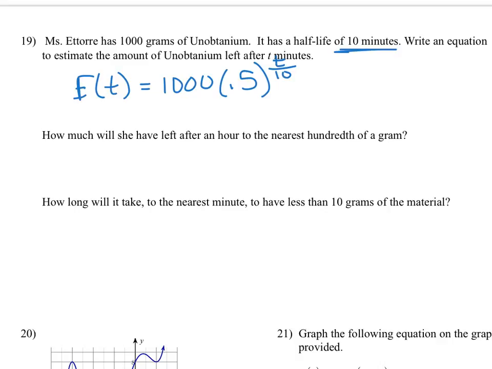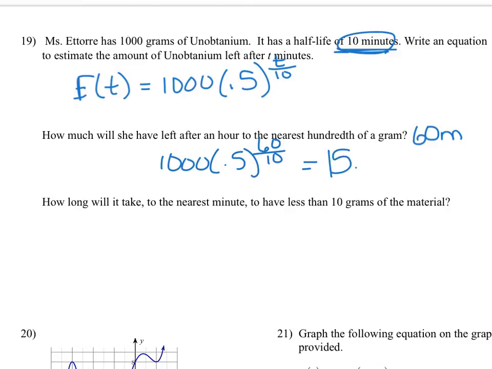How much will she have left after an hour? So after an hour, remember, half-life is 10 minutes, so an hour is 60 minutes. So that's what we put in for t up here. So remember, the 10 minutes and the 60 minutes, they have to match. You couldn't put 1 hour in there. So 1,000 times 0.5 to the 60 over 10. Figure out that number, and it's 15.625 grams.